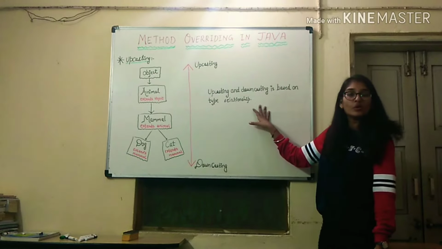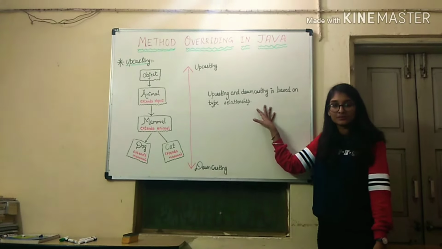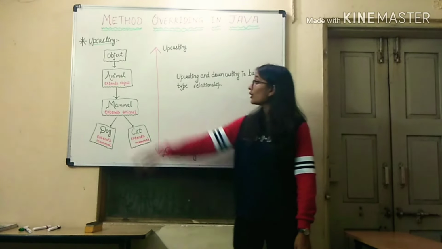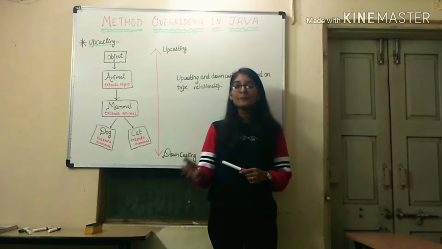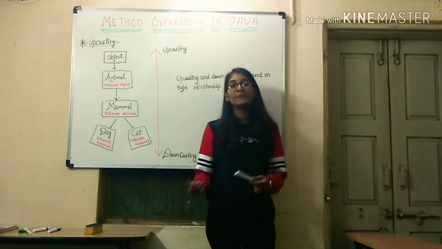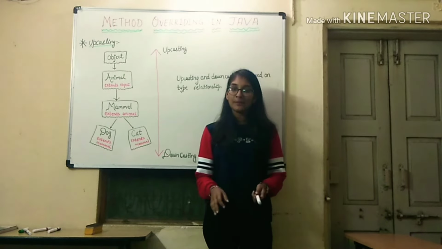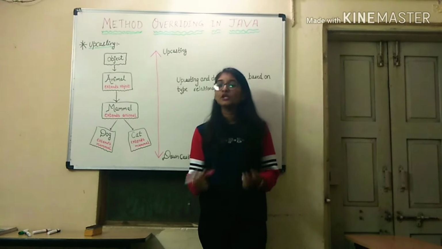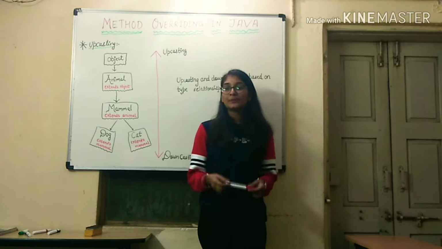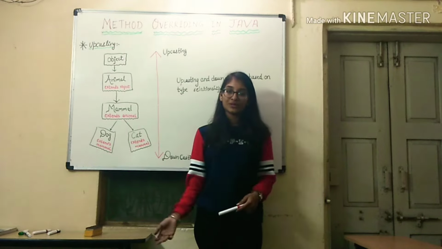Now, upcasting and downcasting are based on the type relationship. What is upcasting? If you have data of type Dog, you can upcast it to its supertype Animal. This is known as upcasting. Now, what is downcasting? If you have data of type Animal, you can downcast it to its subtype Dog. This is known as downcasting.